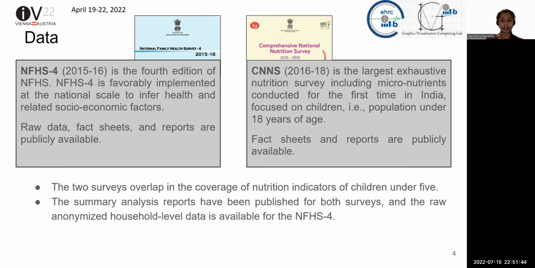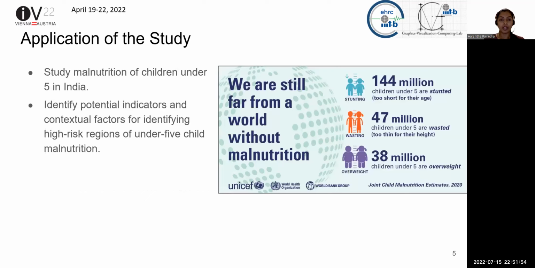The summary analysis reports have been published for both surveys, and the raw anonymized household level data is available only for the NFHS form. Our work is used to study malnutrition of children under 5 in India and states of India. We use our methodologies to identify potential indicators and contextual factors for identifying high-risk regions of under 5 children malnutrition, and help government and policymakers use these for better decision making.